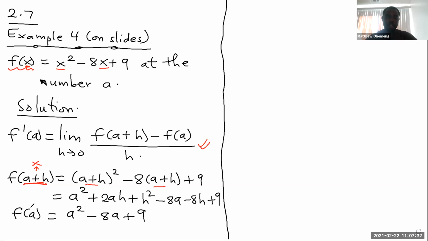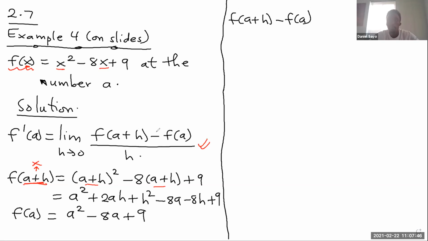So now that we have f of a plus h and f of a, if you plug them into this formula, it may be too long. So for convenience, let me just do this one so that it will represent the numerator. That way, when I'm done, I can just put it there. So let me simplify this right here. With this part, you are doing f of a plus h minus f of a. So let's subtract, right?